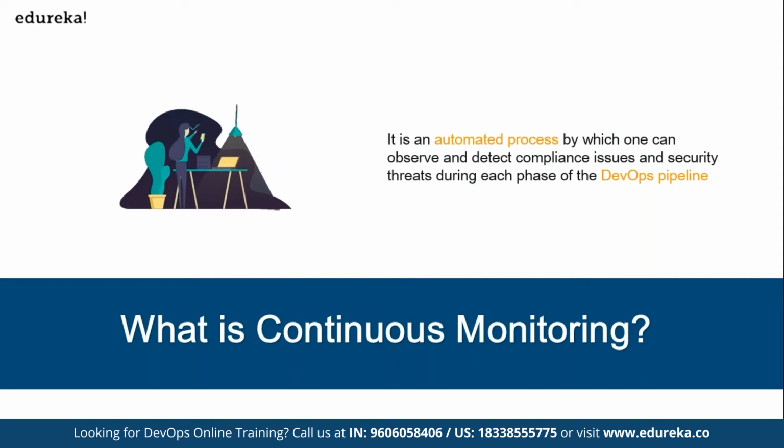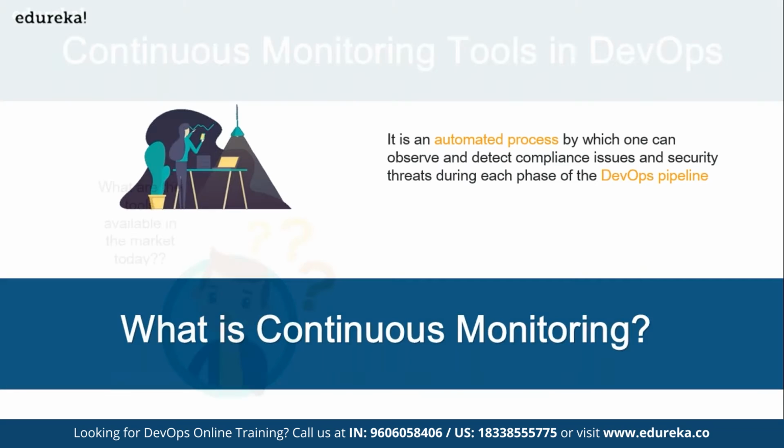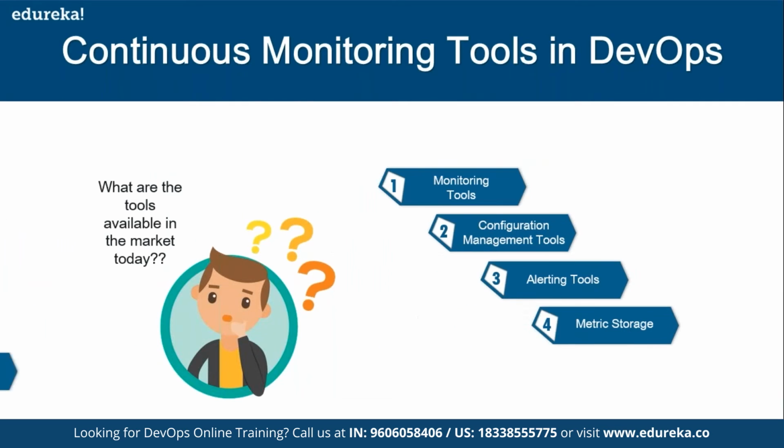Now, moving on, let us check on the continuous monitoring tools in DevOps. So we are looking at what kind of tools are available in the market today. Having talked about the importance and what continuous monitoring is, let's look at continuous monitoring tools in DevOps. There are several DevOps tools for monitoring the ecosystem, which help both development and operations teams to work effectively together.